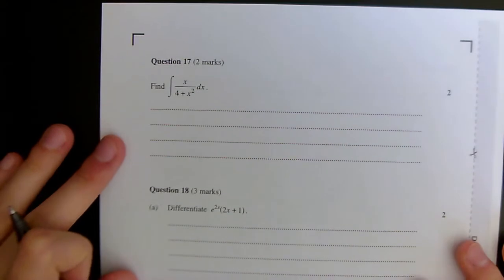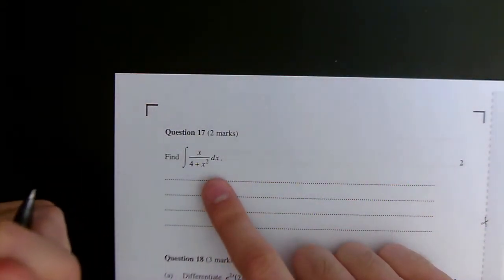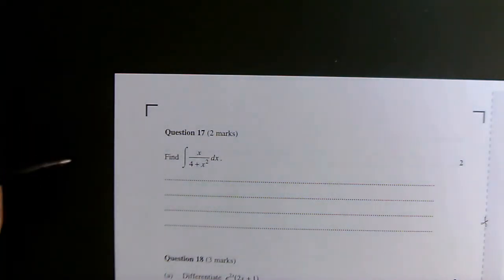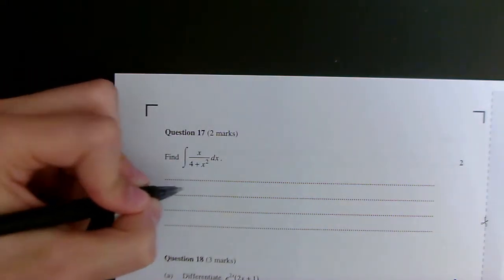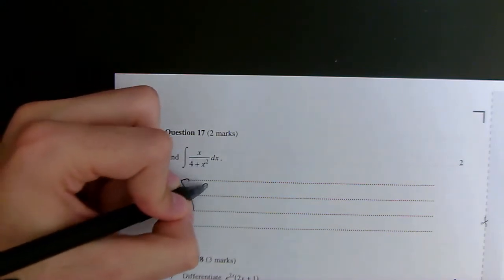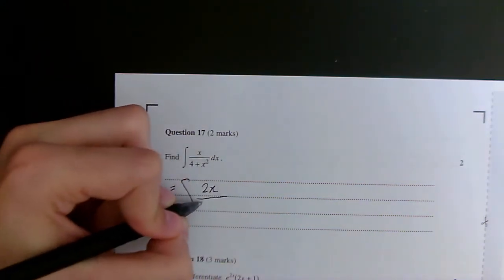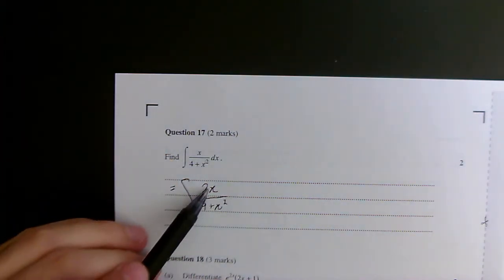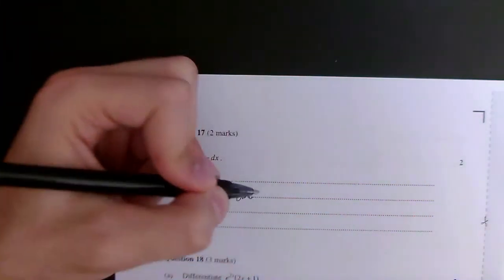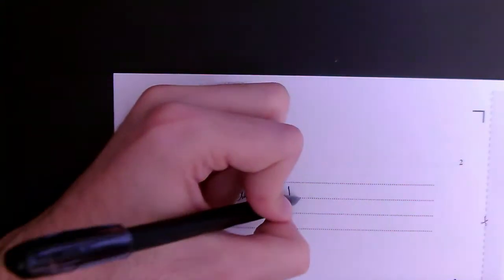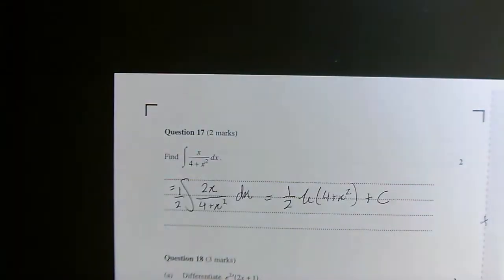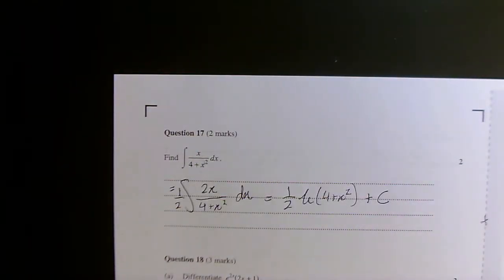Okay, so then we get to this page. Find the integral of this. What we need to recognize is that this is almost the derivative of what's on the bottom, which closely resembles a logarithm. So what is the derivative of the bottom? That is 2x. So I'm going to put a 2x on the top and keep my denominator the same. Because I've added an extra 2 in, I've got to put a half out the front, and that's going to be equal to a half ln of 4 plus x squared, by the definition. And don't forget the plus c, because it's an indefinite integral.